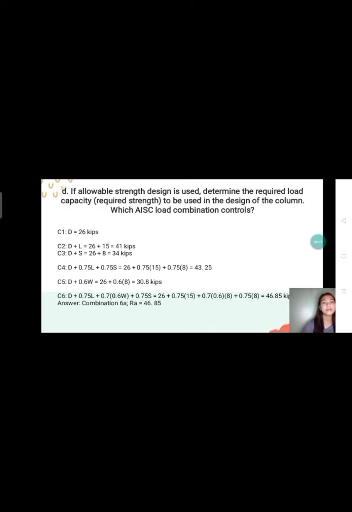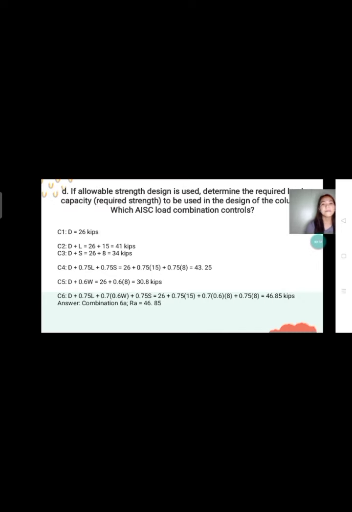You only have to substitute its value. For combination 3, the same. 26 plus 8 is equal to 34 kips. And for the combination of 4, D plus 0.75 L plus 0.75 S equals 26 plus 0.75 times 15 plus 0.75 times 8, which is equal to 43.25.